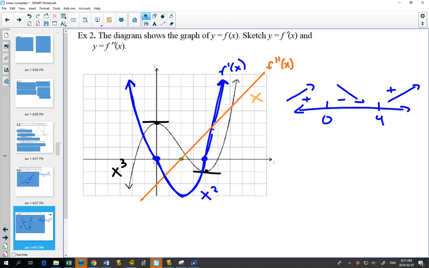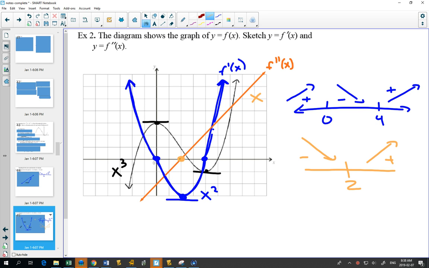Again, once you've got the parabola, here is a place where we have a minimum of our parabola. So on our orange graph, we're going to have an x-intercept there. And you can do the same thing with the orange graph and say, I know that I have an x-intercept at 2. My blue graph is decreasing then increasing, so my orange graph needs to be negative then positive.